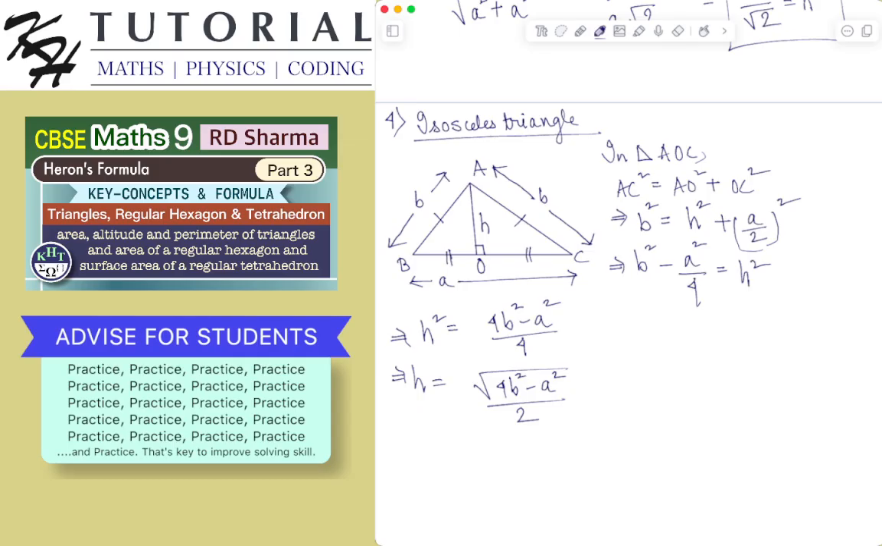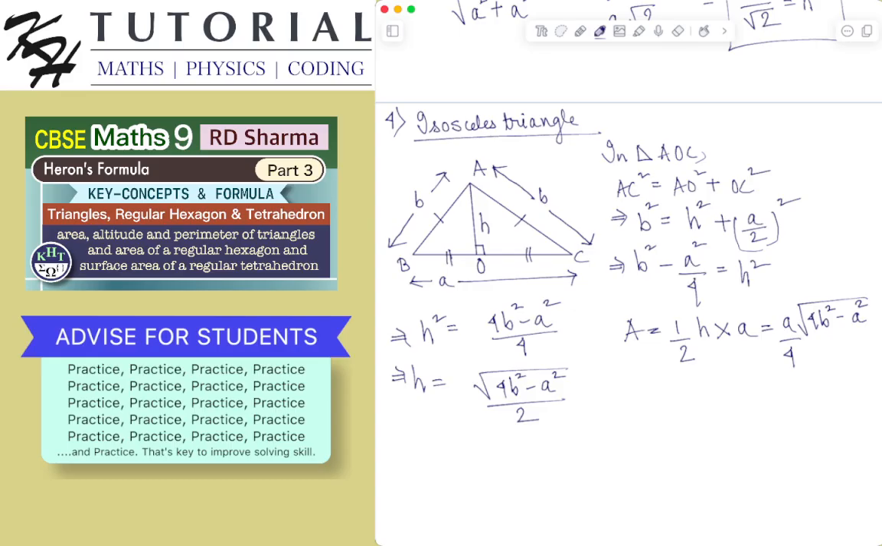So then what will be the area of the triangle? So area will be half altitude multiplied by the base, which is a, which is equal to a by 4 multiplied by square root of 4b square minus a square. This is the area of the isosceles triangle having two equal sides b and the third side of length small a.